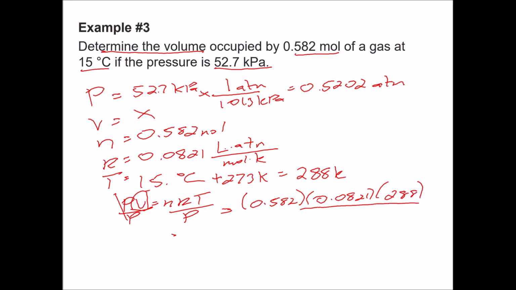Divide this all by my pressure, which is 0.5202. Oh, my pen's going wacko. All right, so 0.582 times 0.0821 times 288 divided by 0.5202. I get an answer to be 26.5 liters.